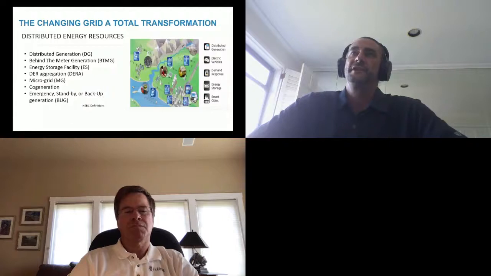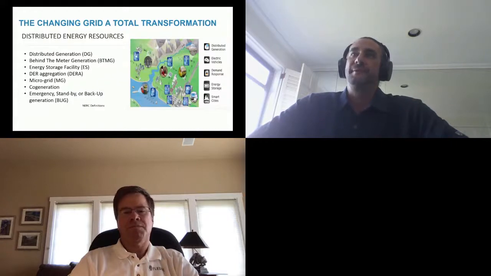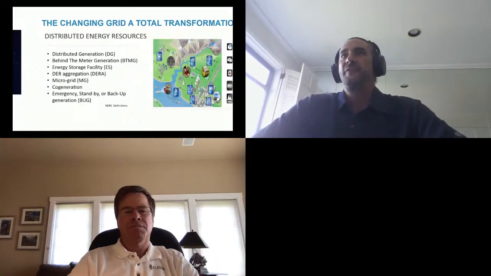So here are some definitions around DER driving the transformation of the grid. Those include distributed generation, multiple units in a single location, behind the meter generation, energy storage facilities, DER aggregation, DERA, as virtual resources, microgrids that may have the capability to island, cogeneration of heat and power, emergency, standby, or backup generation, or virtual power plants, among others. Next slide, please.